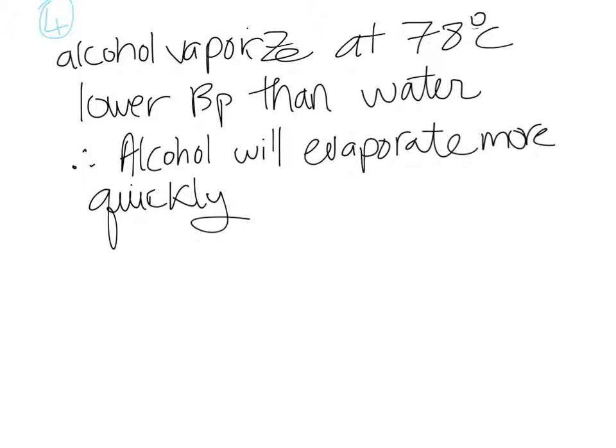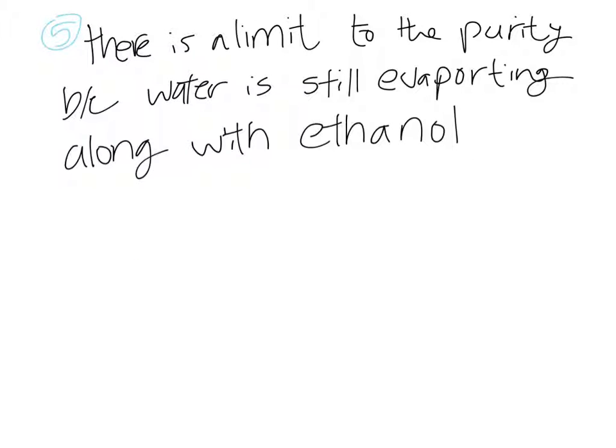Since alcohol has a lower boiling point, 78, it will evaporate first and then it will condense first. So at first we're distilling ethanol and then we're getting our water at 100 Celsius. There is a limit to the purity, to how much the alcohol is purified, since even though alcohol is evaporating at 78 Celsius, water is still evaporating along with it, and we can't do anything about it.